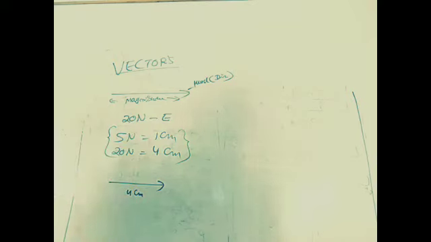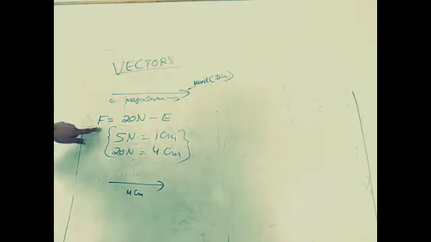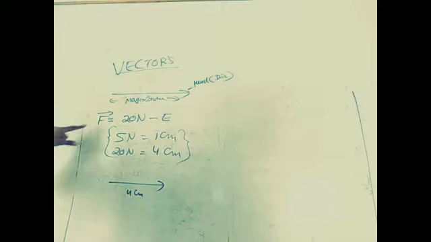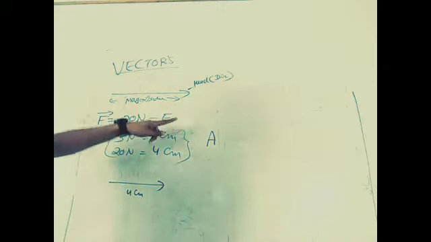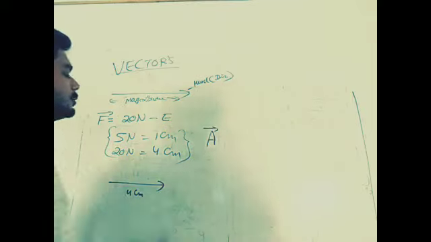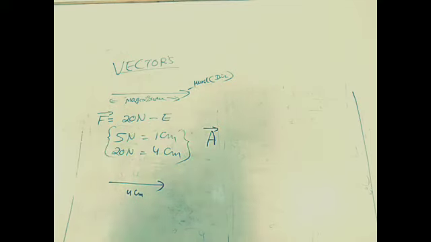Students, vector quantities are symbolically represented by an arrow over that letter. Suppose any quantity A is a vector, then you will draw an arrow over it. This arrow will represent that this A is a vector quantity. Now come.